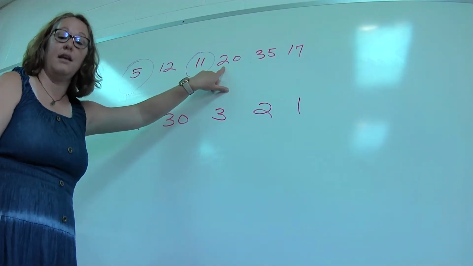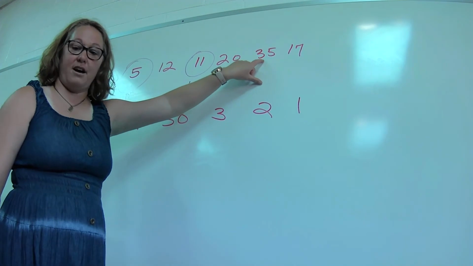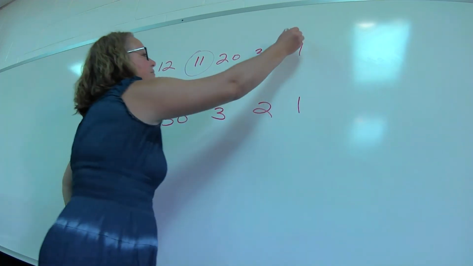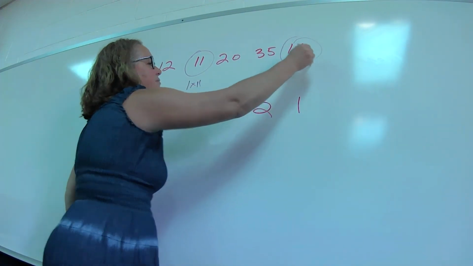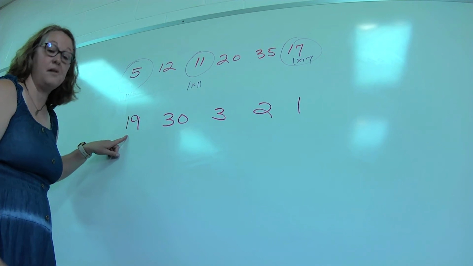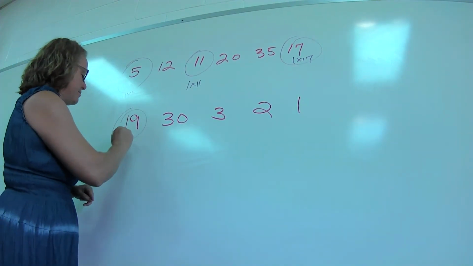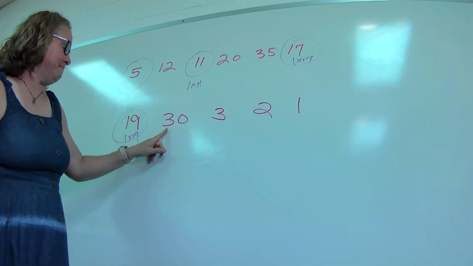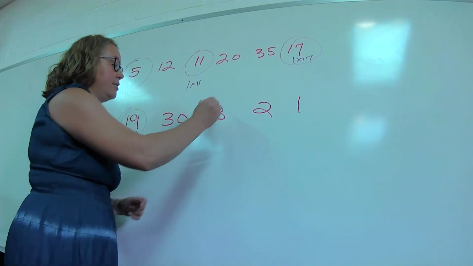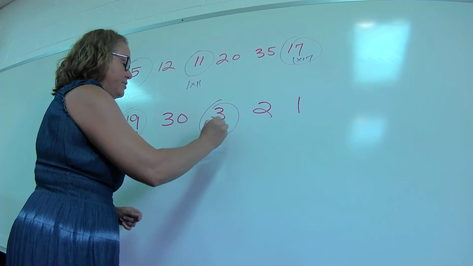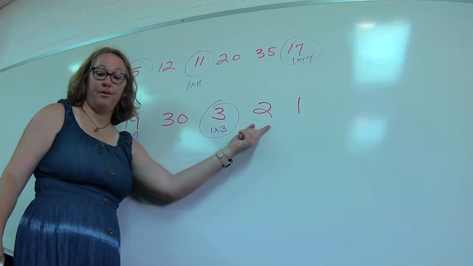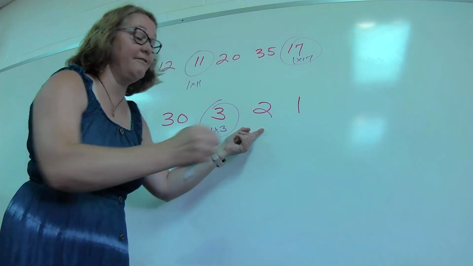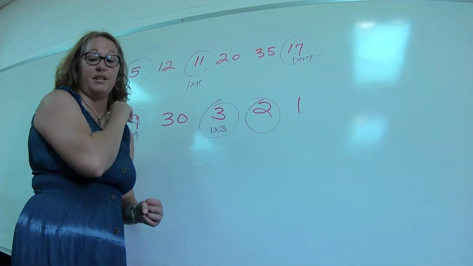20. Composite. 35. Composite. 17. Prime. Very good. Only 1 times 17. 19. Prime. 1 times 19. 30. Got it. Composite. 3. Prime. 1 times 3. 2. Remember, this is the only even number that is prime.